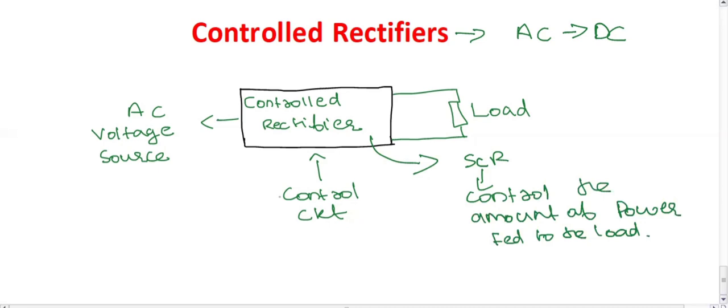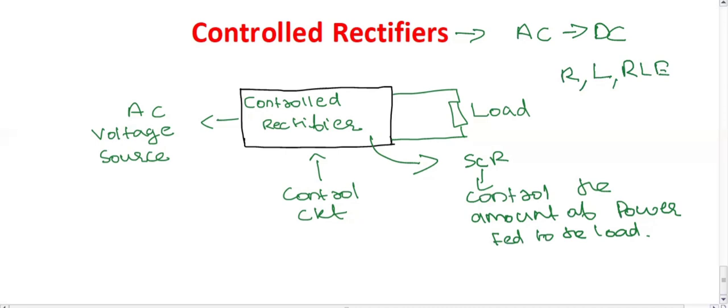When we do the MATLAB simulation, we'll see that we give a firing angle alpha, like 30 degrees or 60 degrees. After that 30 degree phase delay only, we will get the output. So we are controlling how much we need. We control the amount of power fed to the load. The load can be an R load, an L load, or an RLE load. We'll come to all these in detail.